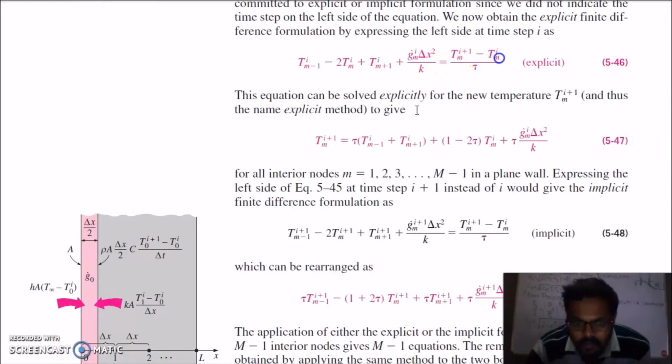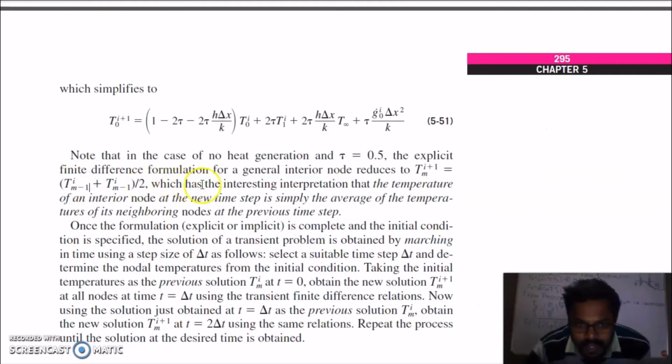If you put m equal to 0 for this node at this place and put tau equal to 0.5 for the no heat generation case, you will get this equation, which has the interesting interpretation that the temperature of an interior node at the new time step is simply the average of the temperature of its neighboring nodes at the previous time step. You can see this is the temperature of the node at the new time step, which is I plus 1, equal to the average of the temperature at the previous time step for the neighborhood nodes.